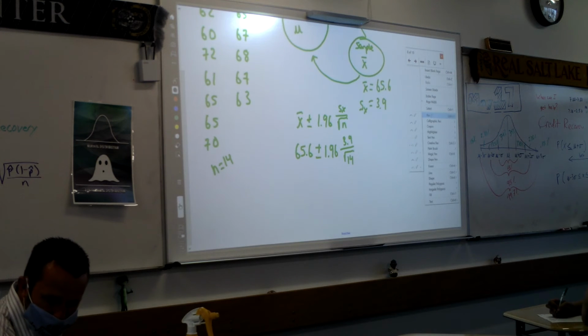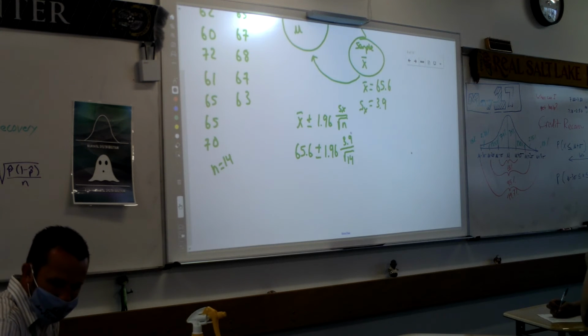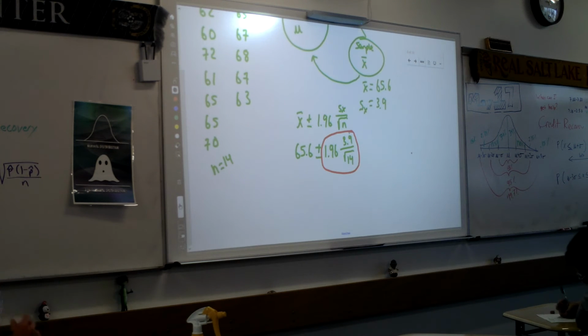Okay, now here is where I am going to go into my calculator and put this in. Will you guys all do that with me? You all have a calculator, or use a calculator on your phone? Do 1.96 times 3.9, and then divide that by the square root of 14. And once you have that, check with your neighbor, did they get the same number that you did?